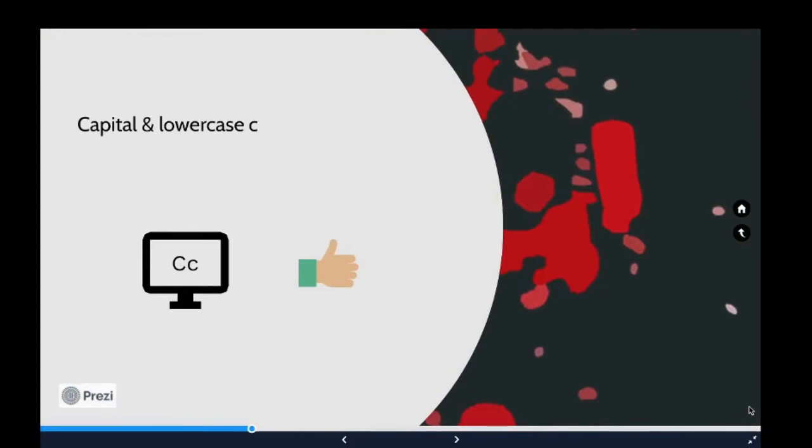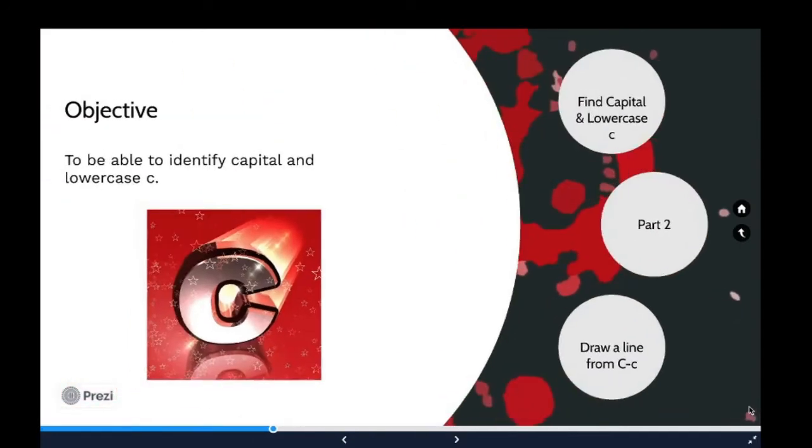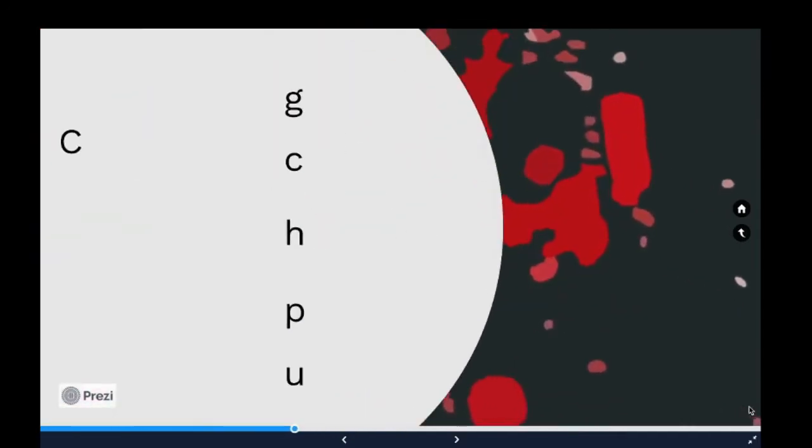After that, we'll go into part 2, where they will see a little computer screen like that one there that has letters in them. Now they're looking for the ones that have both capital C and lowercase c. So of course I'm going to be mixing letters up in this one. So when they see capital C and lowercase c, they're going to give it a thumbs up because that's exactly what we are looking for. Finally, I'm going to have them look at letters, and they're going to draw a line from capital C to lowercase c. So it's pretty much trying to get them to identify the letters.